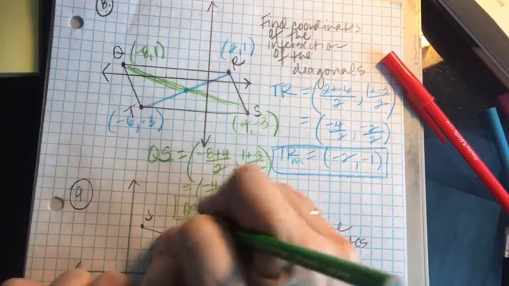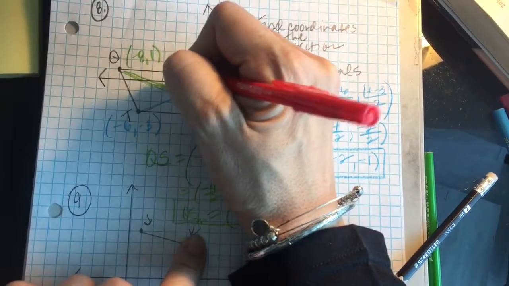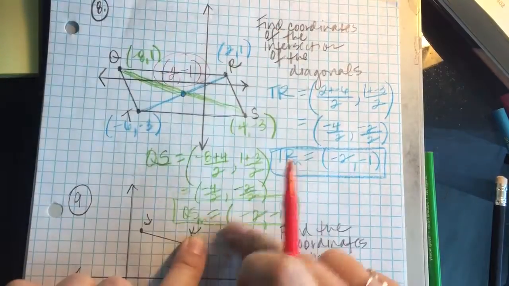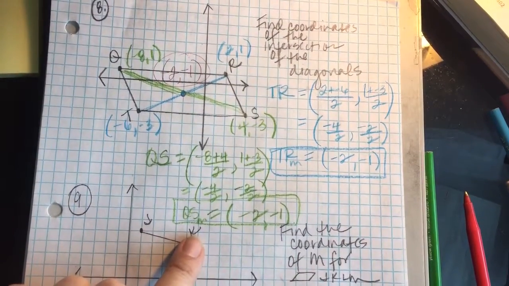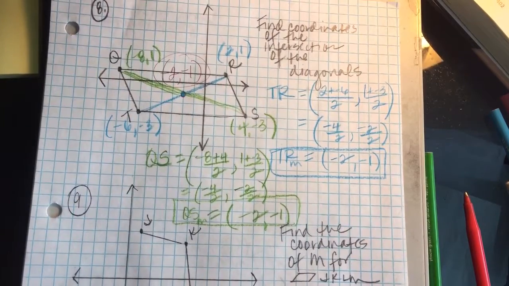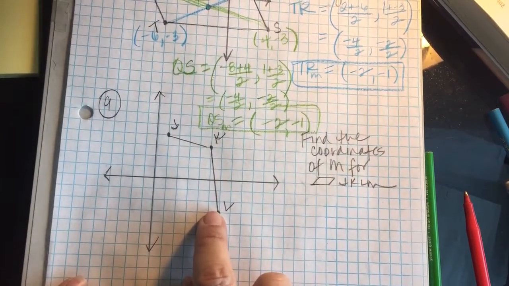What is the intersection of the diagonals? The intersection of the diagonals is sitting at -2, -1, and I have evidence of that in the mathematics calculating midpoints. Now in number 9, 3 vertices of a parallelogram were given. They gave J, K, and L, and we need to find the M.